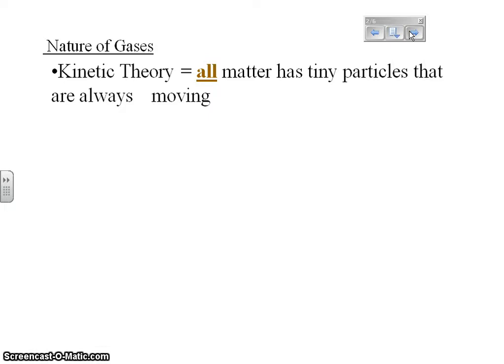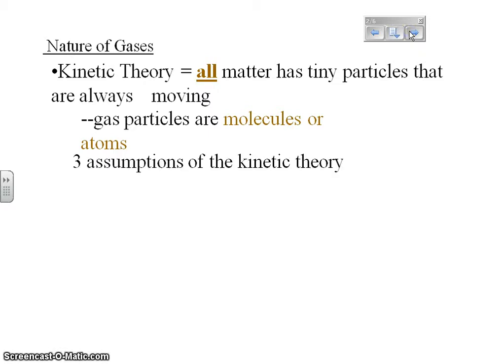But the kinetic theory says that all matter, solid, liquid, or gas, is made up of tiny particles, and they are always moving. Okay? Gas particles, we call those molecules, or they could be atoms. So gas particles can be molecules or atoms. And there are 3 basic assumptions, or 3 things that the kinetic theory assumes about matter.